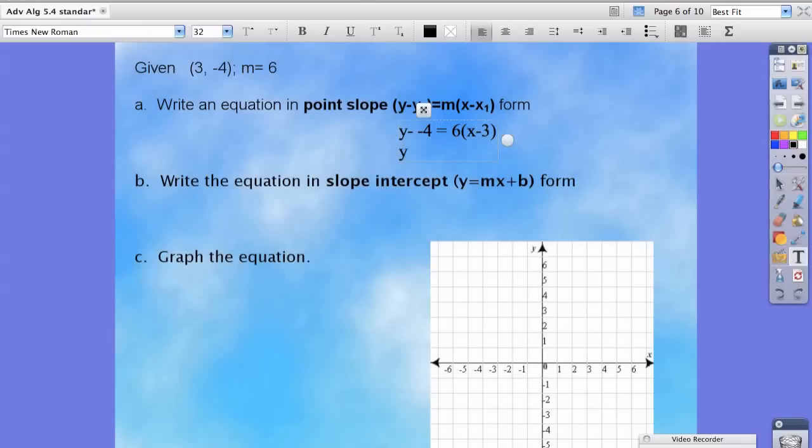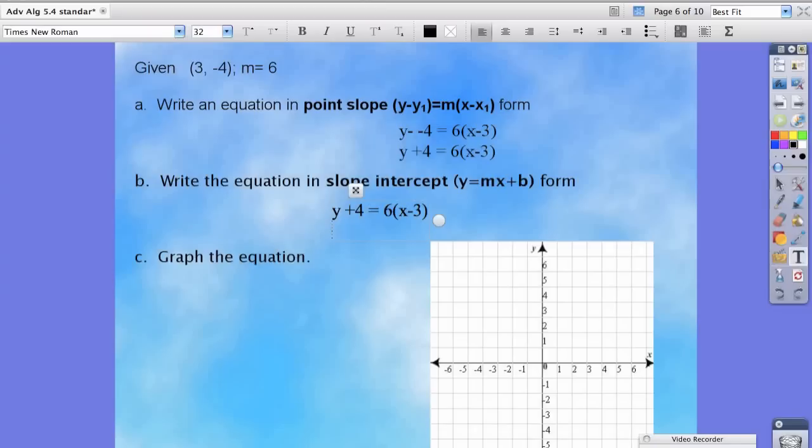We're just going to clean it up a little bit. Two minuses next to each other become positive, and the rest stays the same. So we're done. It's in point slope form. B says write it in slope intercept form. So here we go. We're going to start with our point slope form.